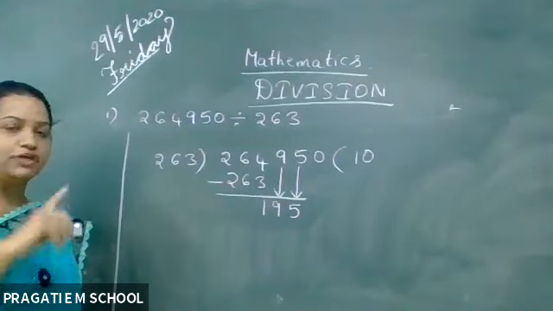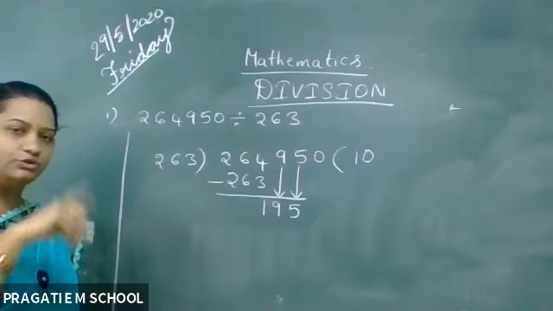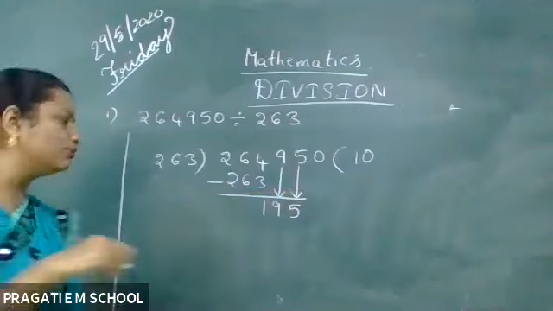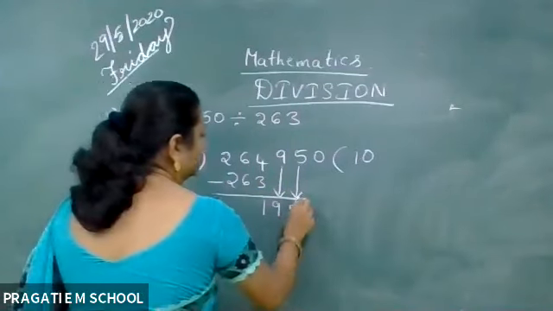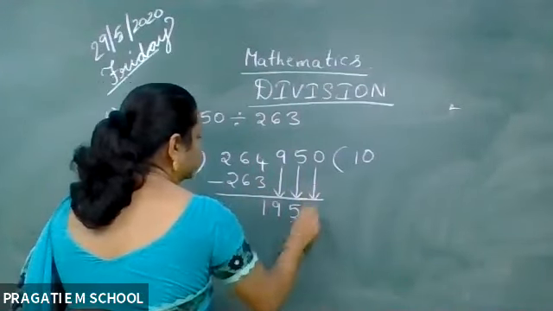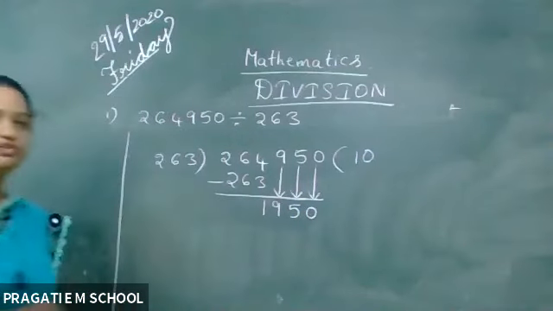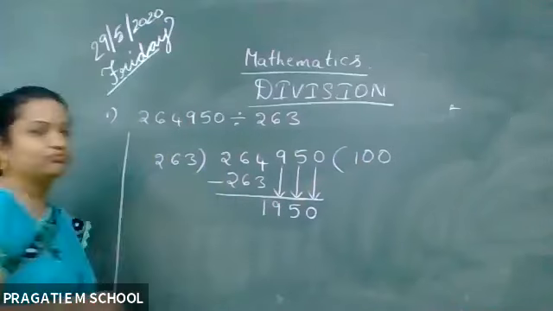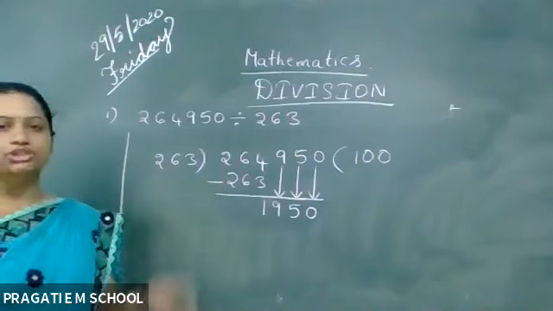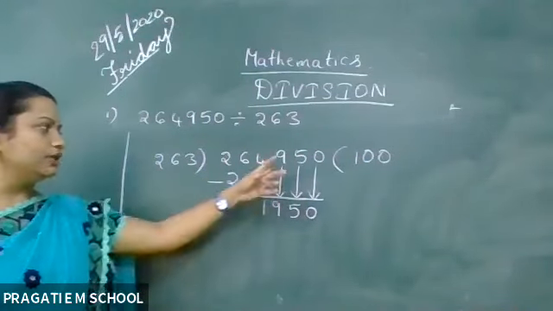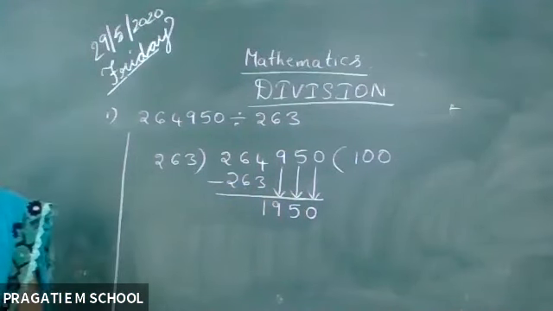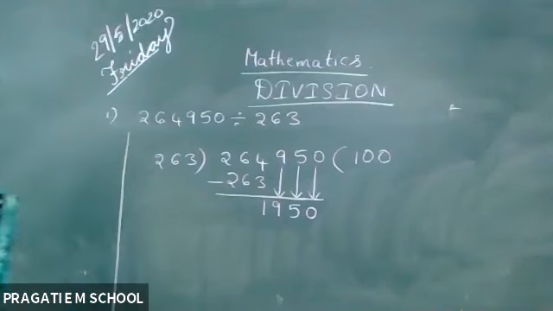Yes children, as we are bringing two digits from the dividend down, we are keeping 1 0, and 195 is also less than 263. So again bring another digit down. We have to keep another 0 in the quotient place. As we are bringing two digits at a time, two zeros you have to consider. Now you see the 263 table.